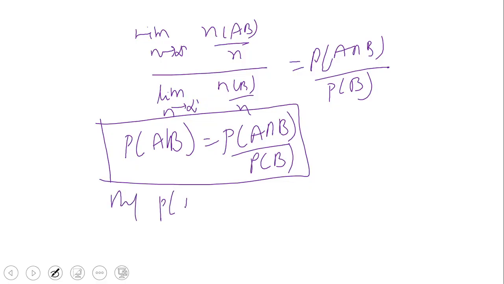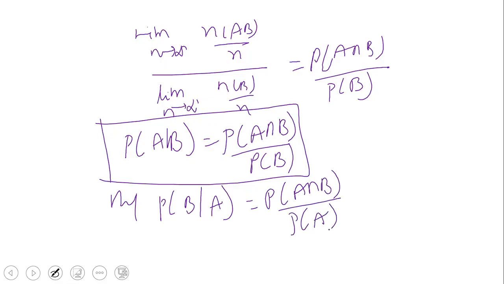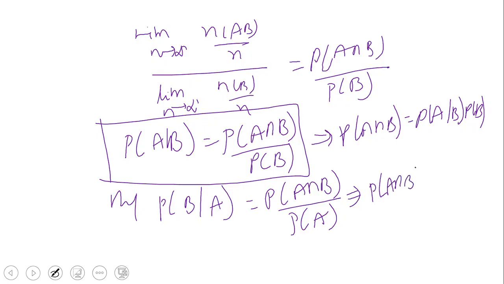Similarly, the probability of event B given A can be written as P of A intersection B divided by P of A. So the joint probability, P of A intersection B, can be written as P of A given B times P of B, or as P of B given A times P of A. Both formulas are the same, and both can be used for the joint probability. These are the formulas of joint probability using the conditional probabilities.